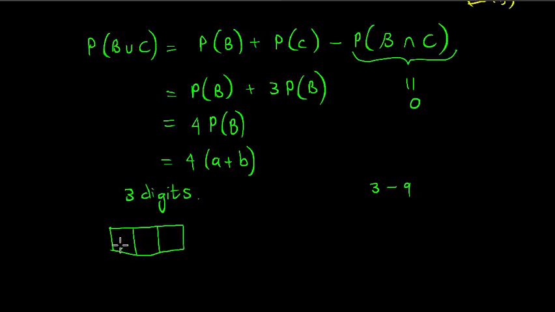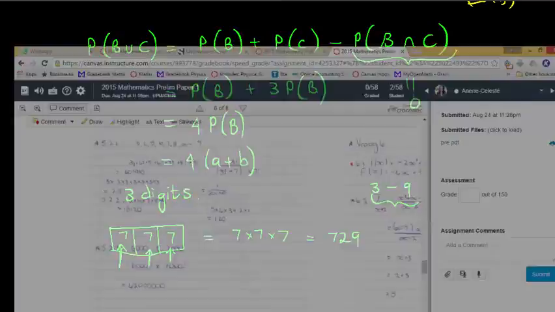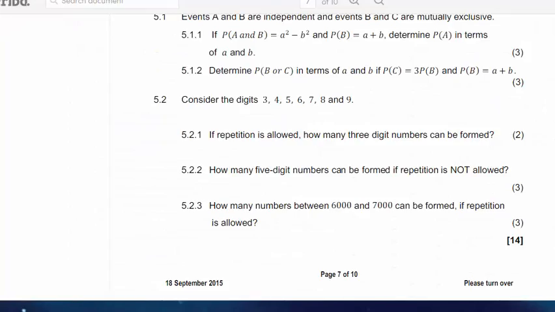How many options do I have for this box? 7. How many for that box? Well, I'm allowed to repeat, so I can use any one of those again. So I've got again 7. How many do I have for the last box? Again, I'm allowed to repeat. I've got 7 digits. So that is 7 times 7 times 7, which is 343. Okay, so it's really, really simple.